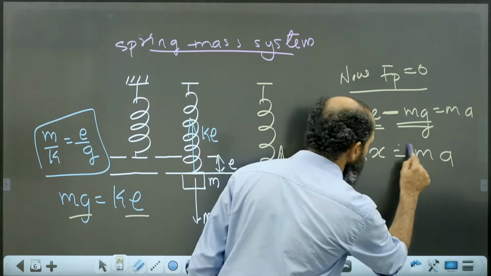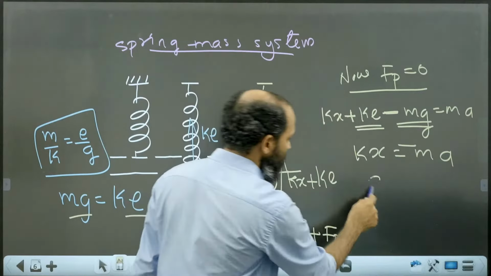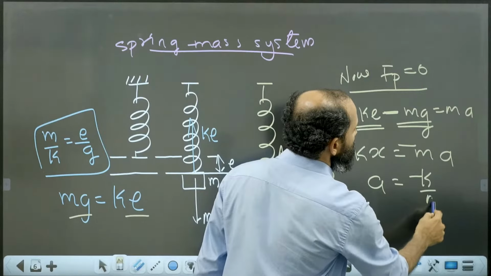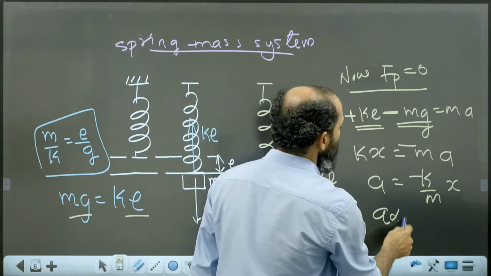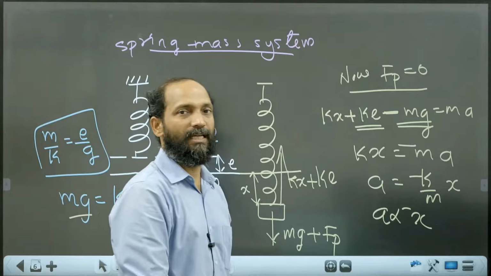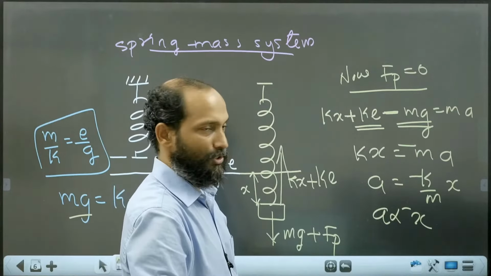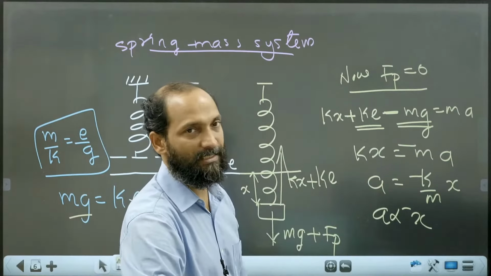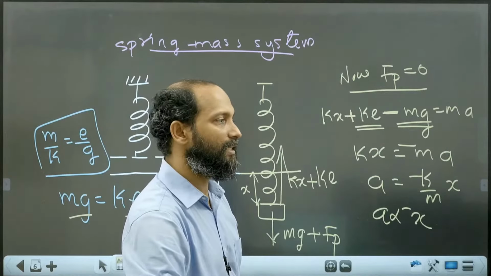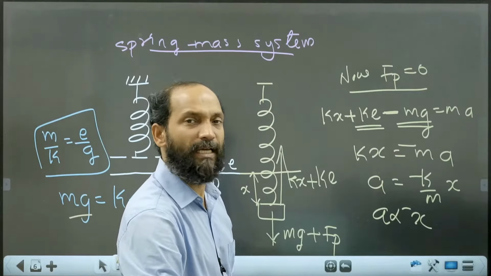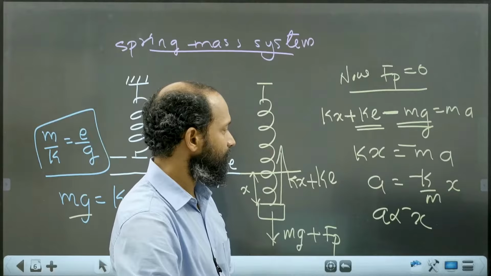So to show that, you place a minus sign. Then a is equal to minus k by m x, a proportional to minus x. This is the condition for simple harmonic motion, or F proportional to minus x, restoring force. Hence acceleration is directly proportional to the negative of displacement.